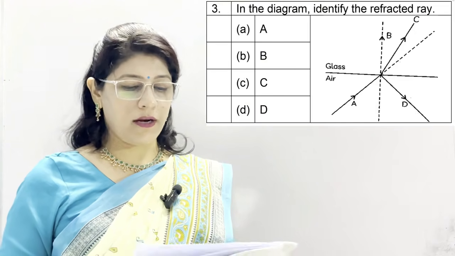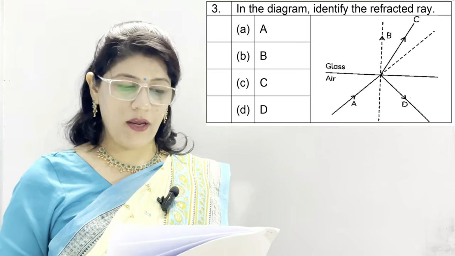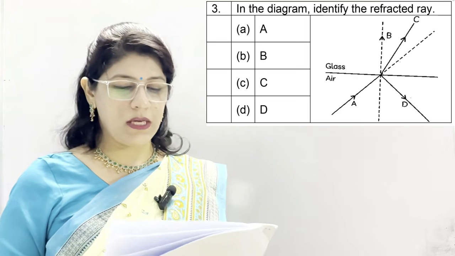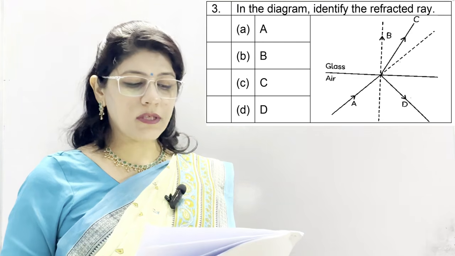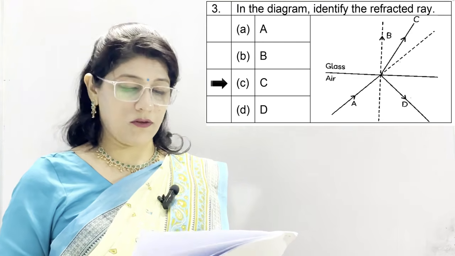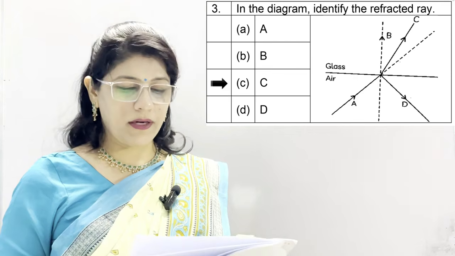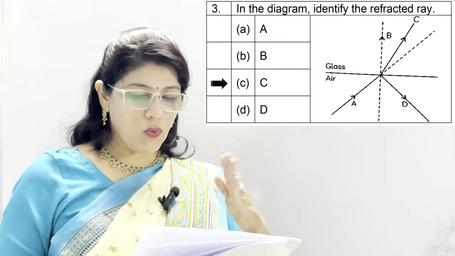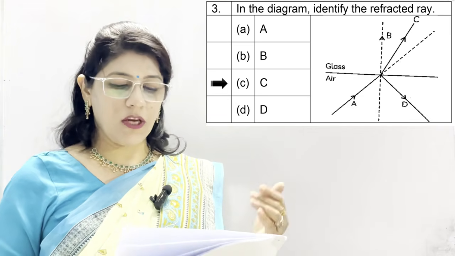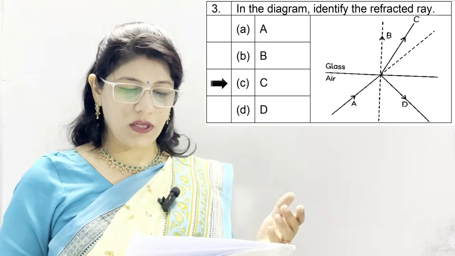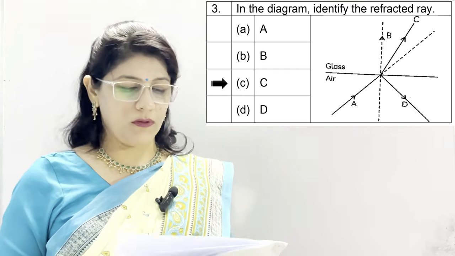Question number 3. In the diagram, identify the refracted ray. Options are A, B, C and D, because rays are there. Here option number C, which is ray C, is correct, because C is the refracted ray as it is bending towards the normal when the ray is moving from air to glass. It means rarer medium to denser medium. The ray is bending towards the normal.